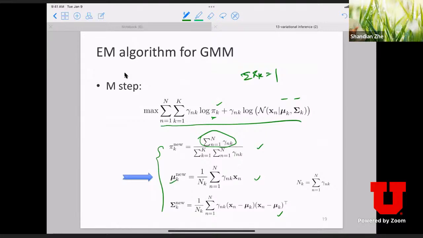And similarly, if you look at mu k new, you can see that it's just the weighted average of each data point, weighted by the probability that each data point n belongs to cluster k. And you can find a similar weighted summation structure in the update of the cluster covariances. There's some interesting structure. We will look at the updates of those parameters. But I won't be able to derive this for you. I will leave it as an exercise for you guys.